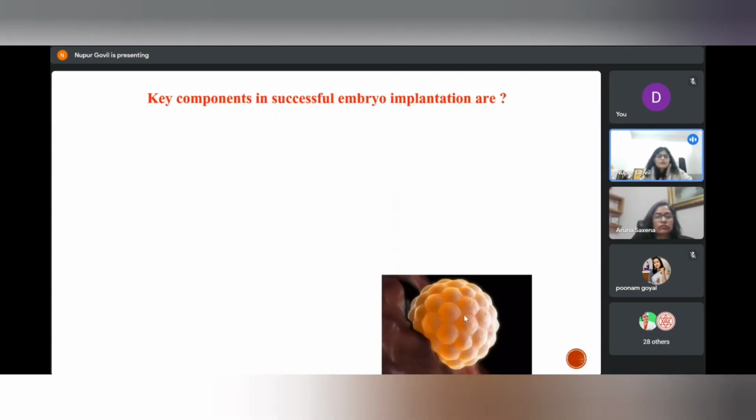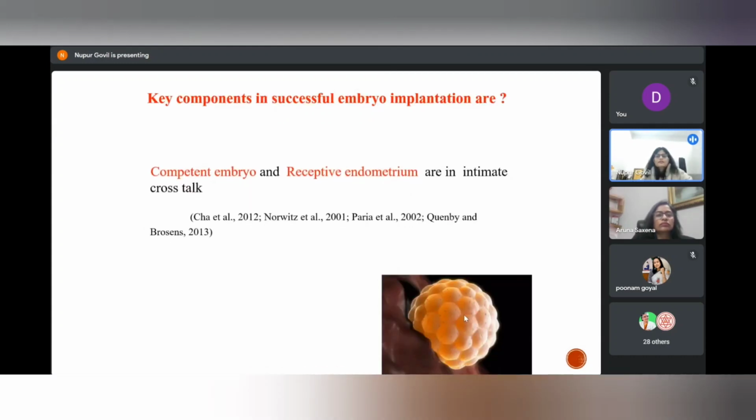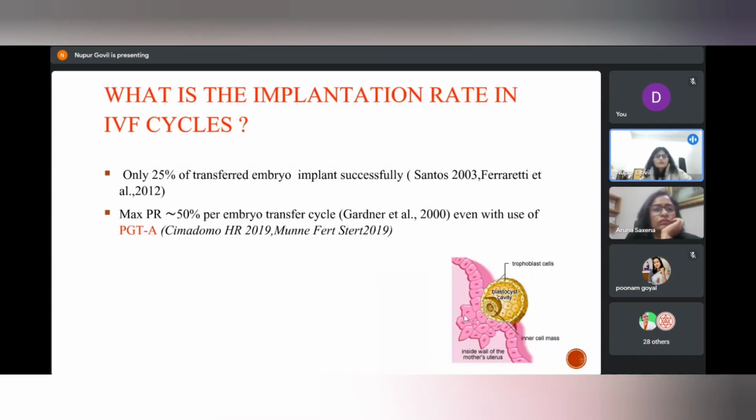So, starting with, Professor Bob Edwards once said that the human endometrium is the last barrier to progress in assisted reproduction technologies. The key components in any successful embryo implantation, we know, are a competent embryo and a receptive endometrium. They need to be in intimate crosstalk with each other. So what is the normal implantation rate in any IVF cycle? We have data that only 25% of the transferred embryos actually implant successfully, and the maximum success rate even in a PGT tested cycle is only 50% per embryo.